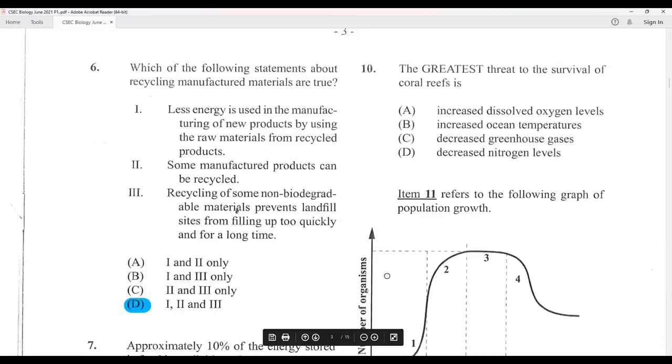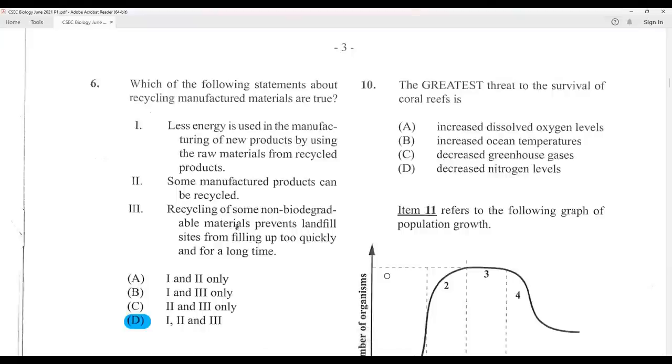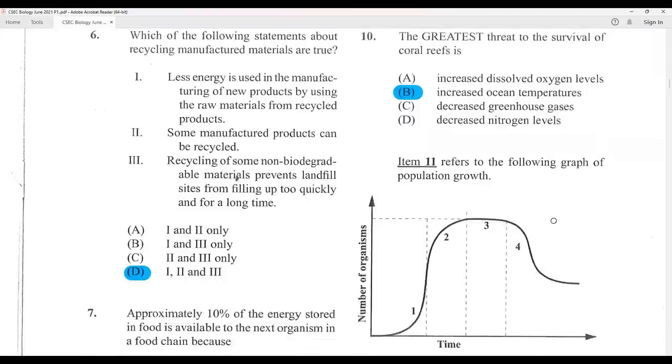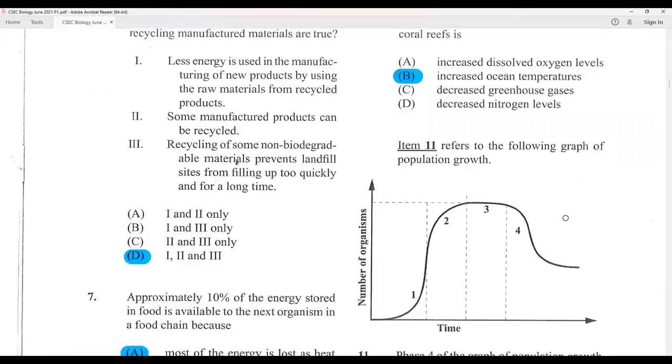Question 10. The greatest threat to the survival of coral reefs is... and once you read your answers, you know, and you know this personally because you are in a Caribbean state or a small island developing state, SIDS. So increasing ocean temperatures has drastic effects on coral reefs.